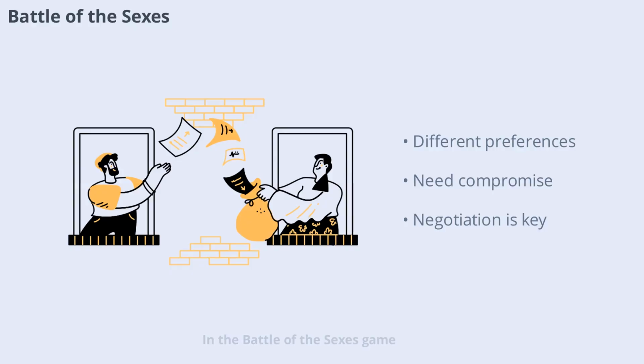In the Battle of the Sexes game, two players want to coordinate but have different preferences. For instance, a couple deciding between a football game and a concert. Both want to be together but each prefers a different event. The challenge is to find a compromise that satisfies both, highlighting the importance of negotiation and understanding.